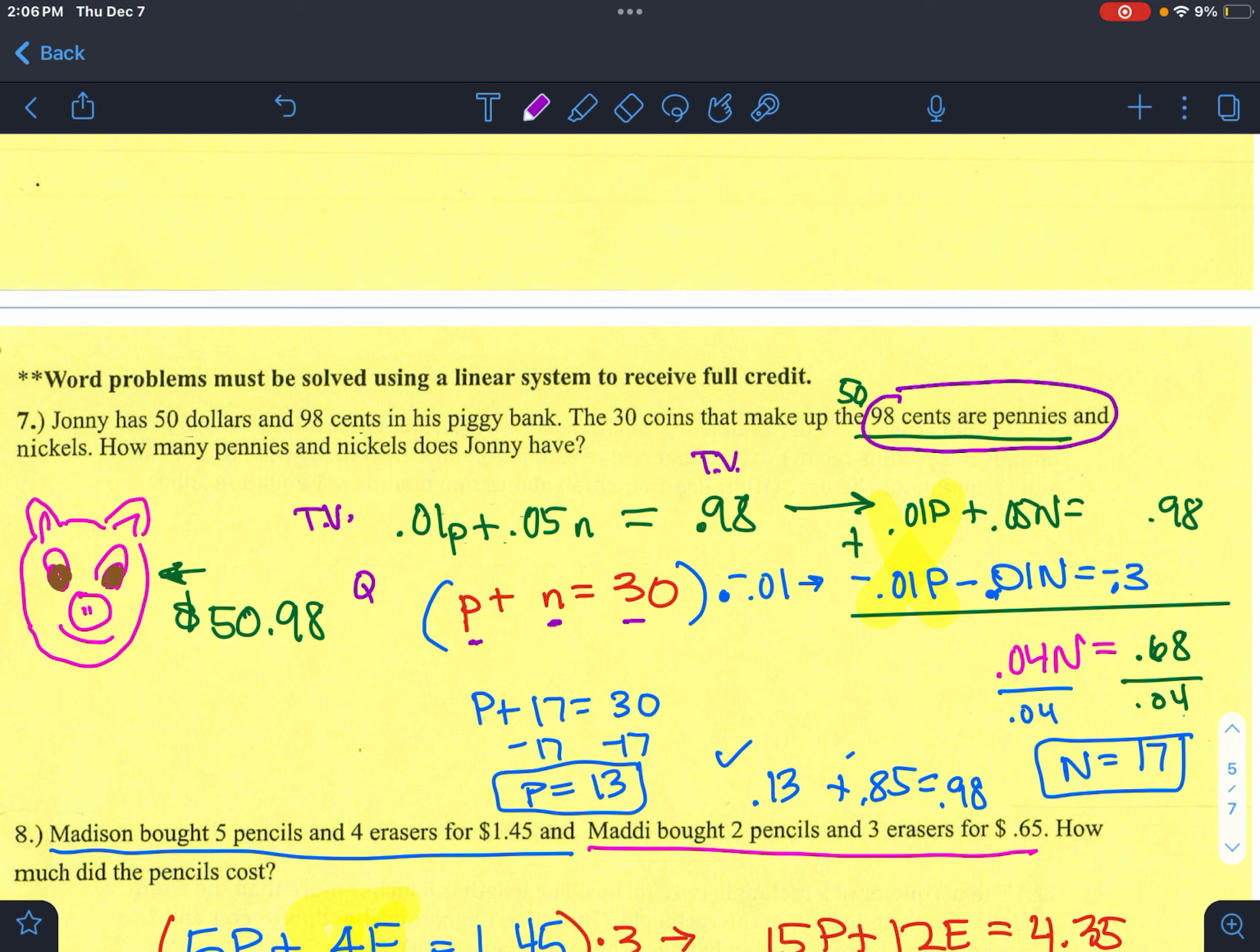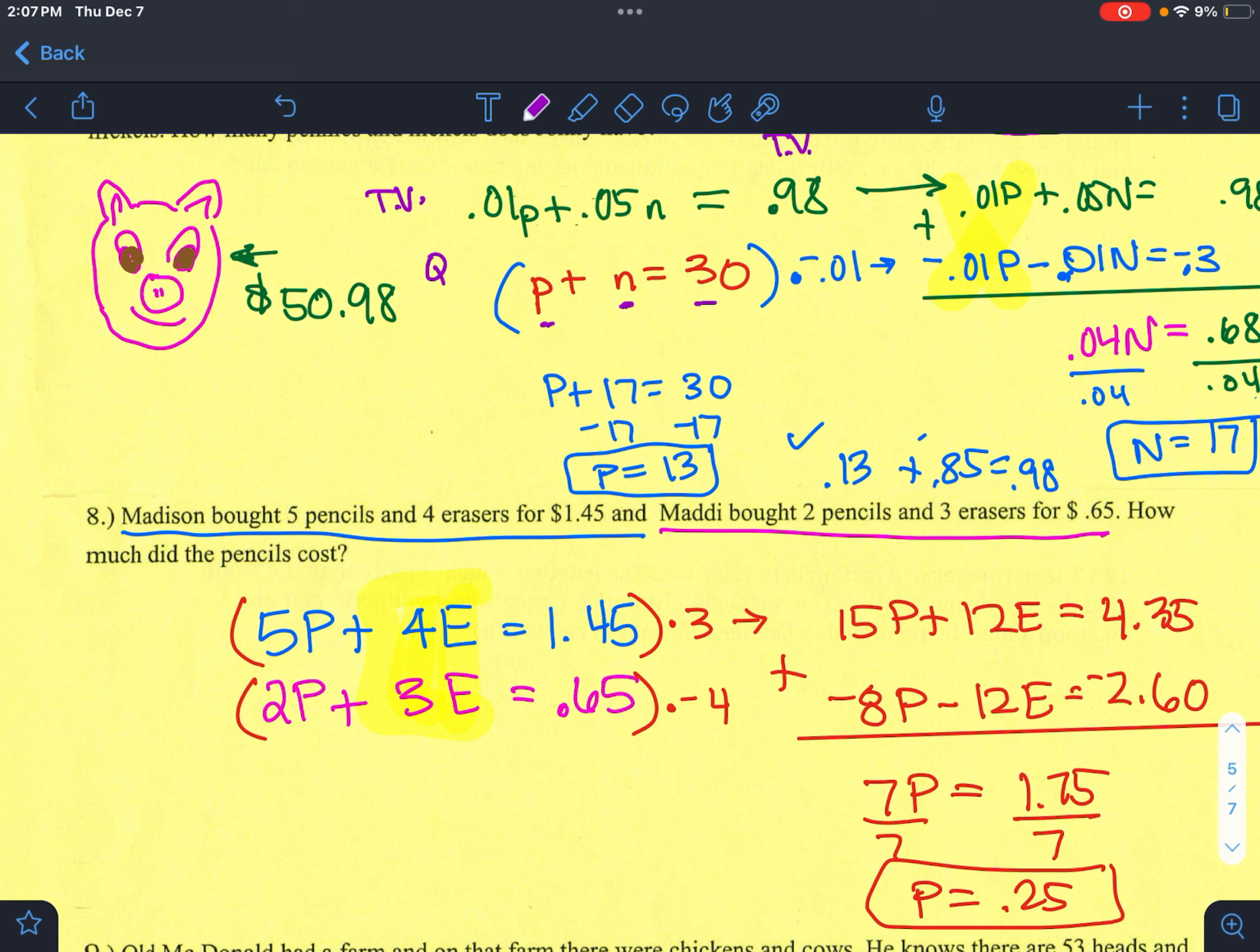And then I went ahead and eliminated the pennies and solved for the nickels, getting 17. Then I substituted back in to solve for the pennies, getting 13. And if I look at it, 13 pennies is 13 cents, and 17 nickels is 85 cents, and 85 cents plus 13 cents is 98 cents total.